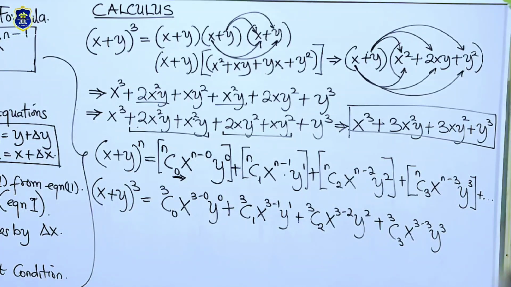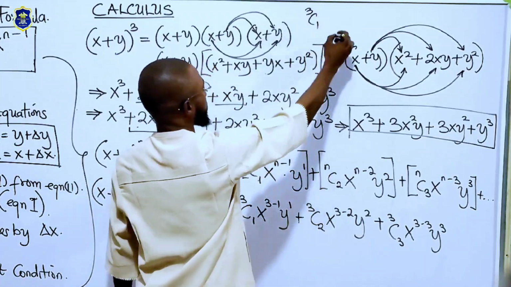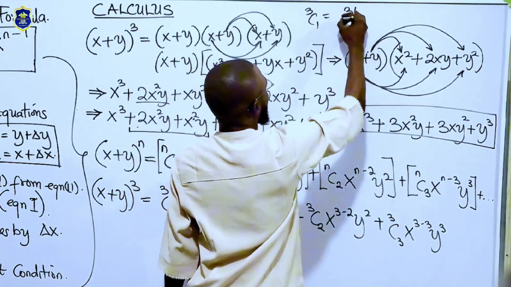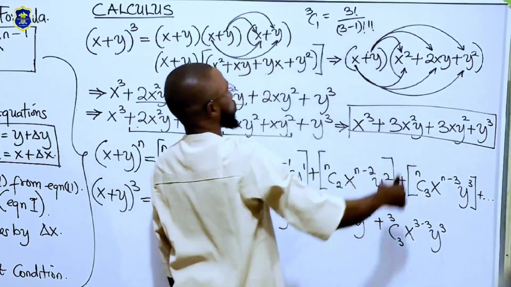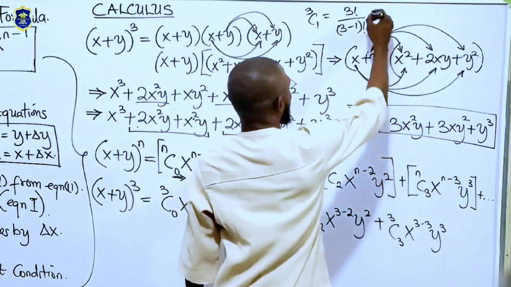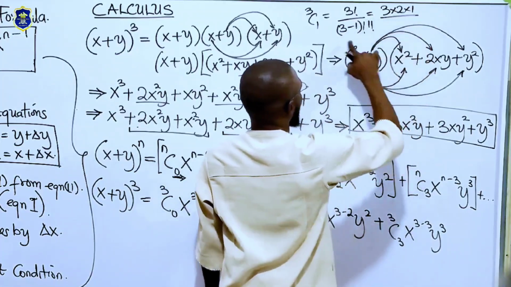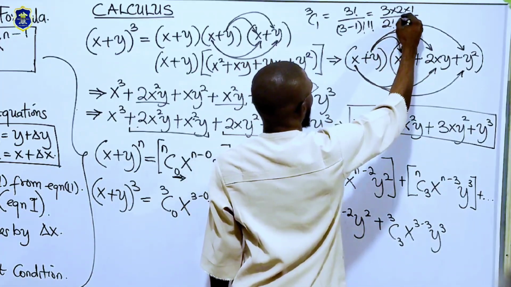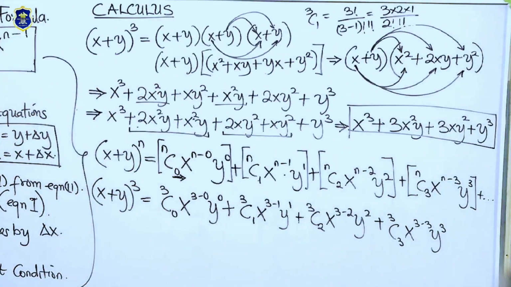So if in combination we have stuff like 3 combination 1, how do we expand this? It is 3 factorial over (3 minus 1) factorial, 1 factorial. What does 3 factorial mean? 3 factorial simply means 3 times 2 times 1. And then 3 minus 1 gives us 2 factorial, 1 factorial. Right? So I'll show you as we get on with this.